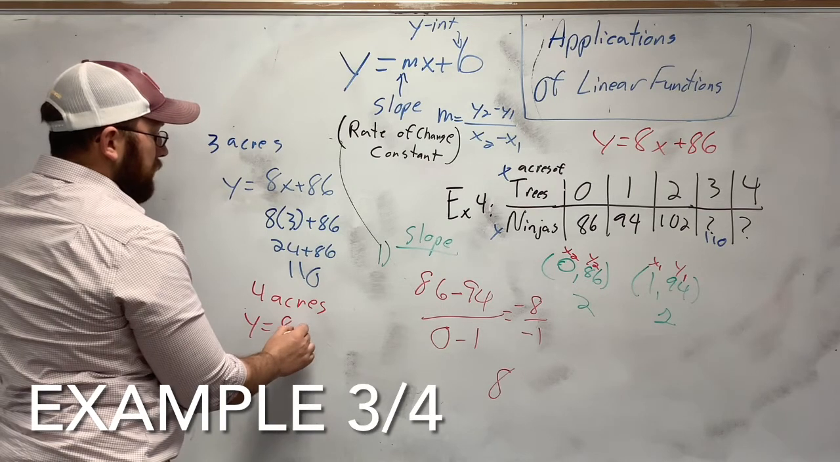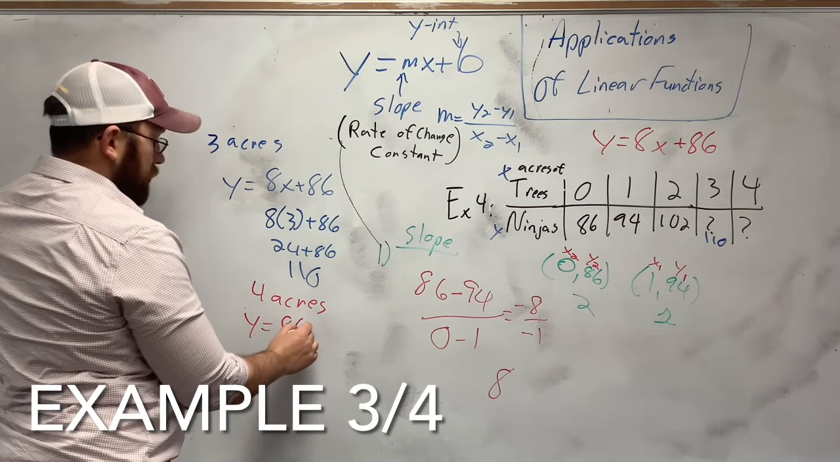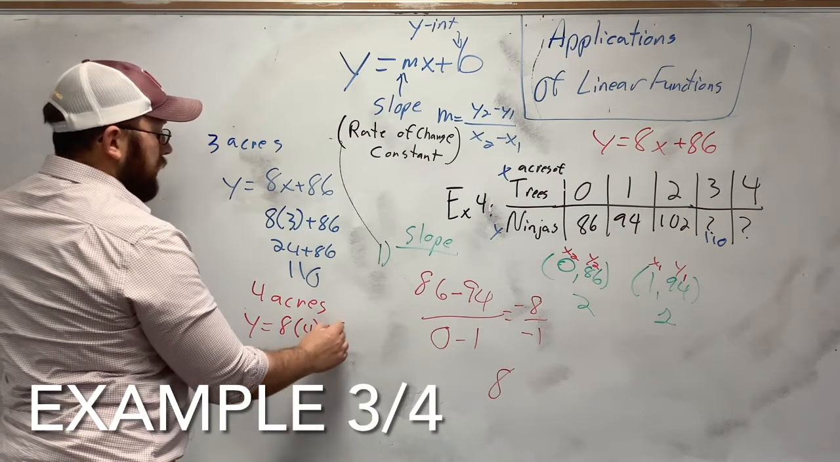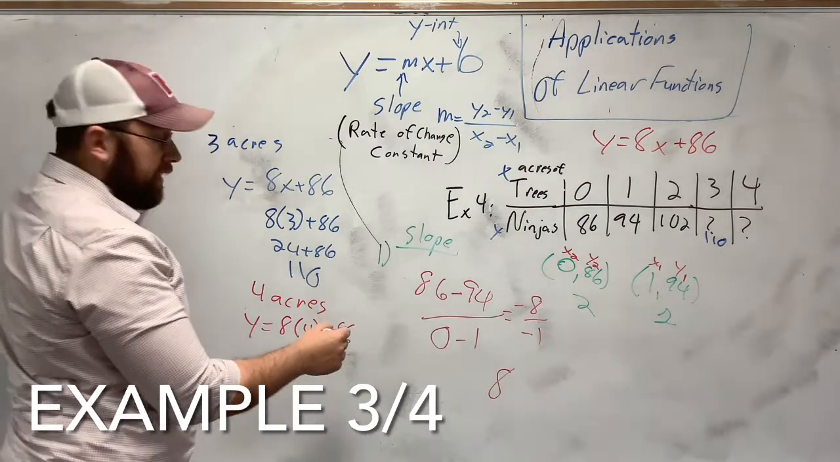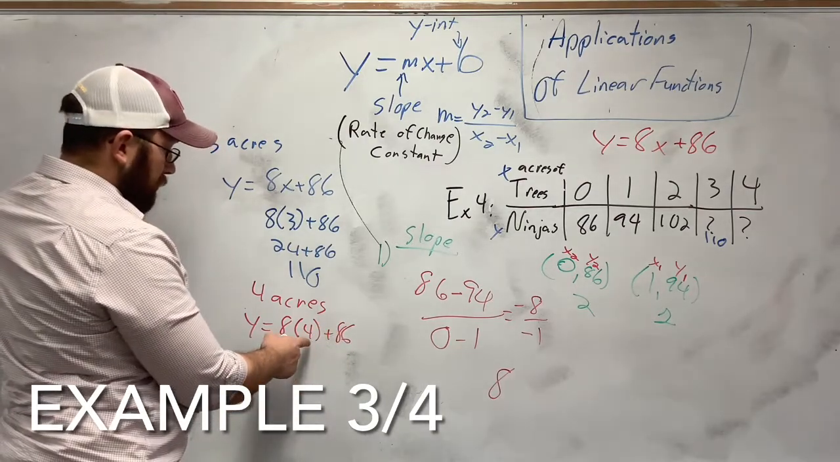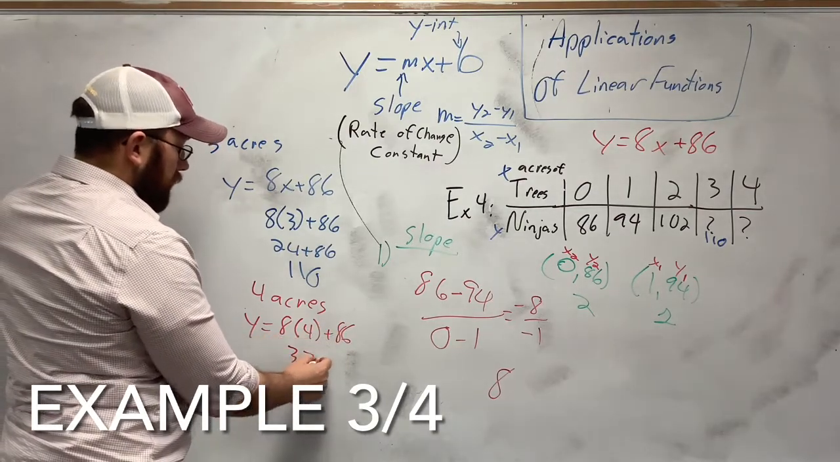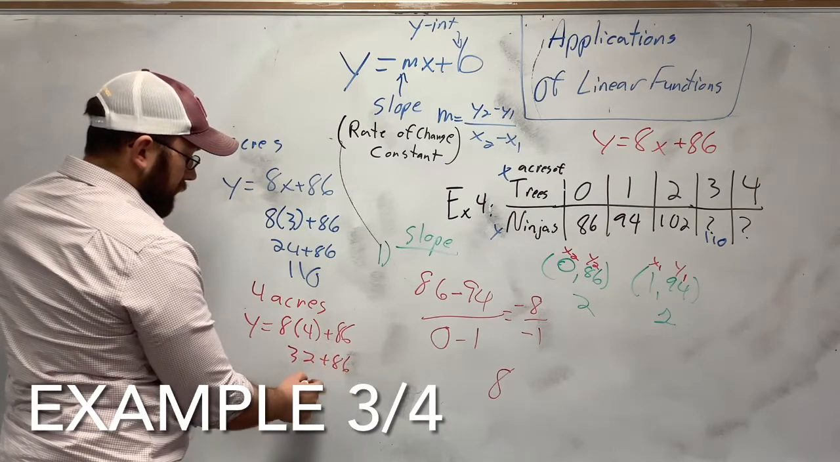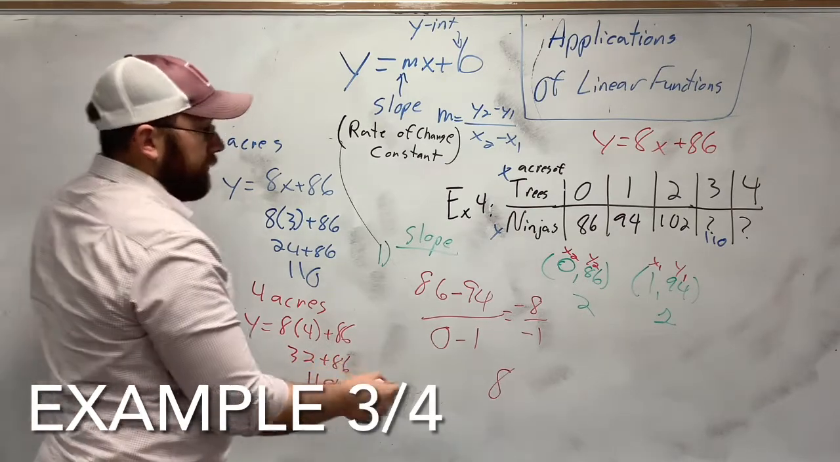Man, imagine how many Winnie the Pooh has. He lives in a 100-acre woods. He has a lot of ninjas. Bet Christopher Robin's one. So 32 plus 86, 118.